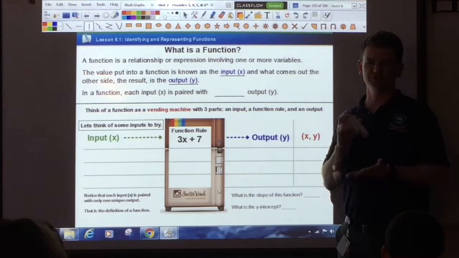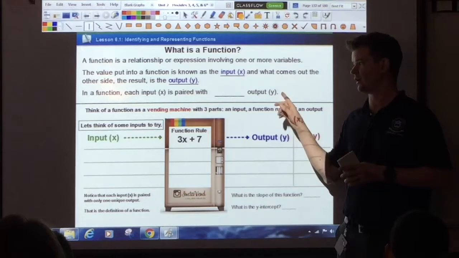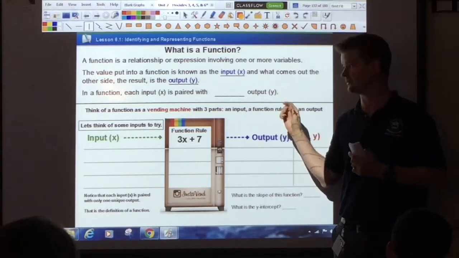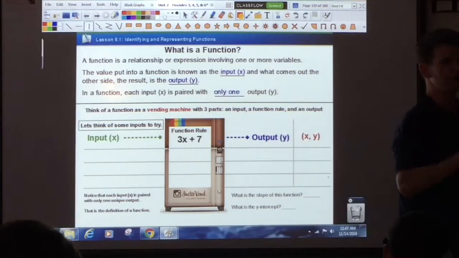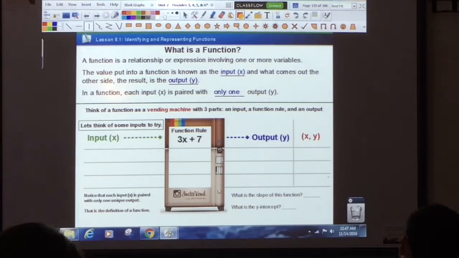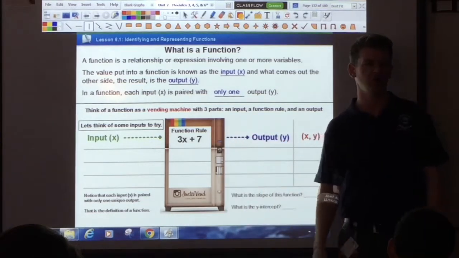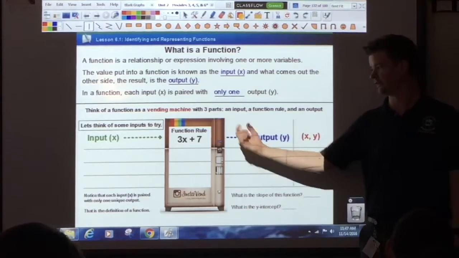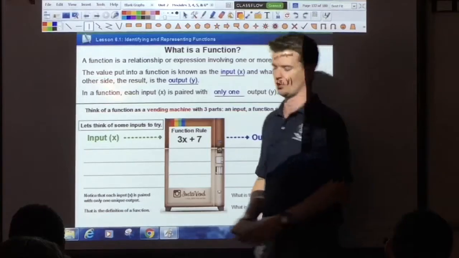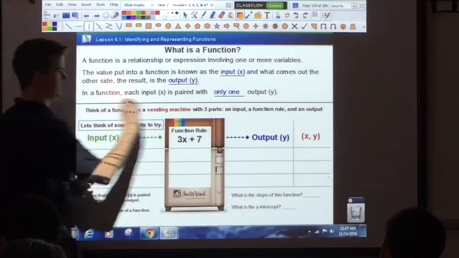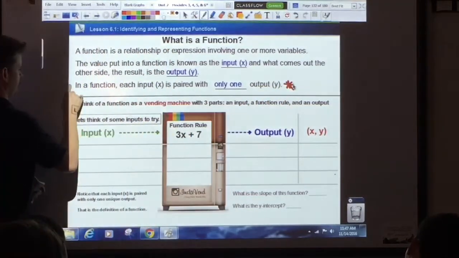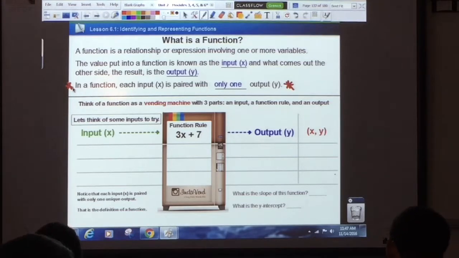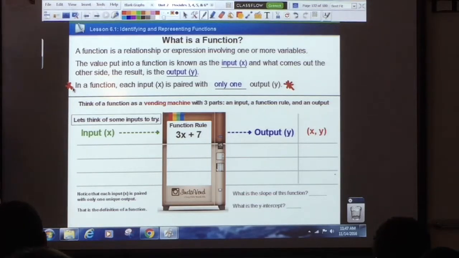Specifically, for something to be a function, and you may want to underline this or put a little star next to it, each input is paired with only one output. That means if I put 1 into the function machine, I will always get out the same number depending on the function itself. We'll talk about that as we go through functions. But each input is paired with only one output. This definition is about as important as it gets for this class, your state test, my test, everything else. Trust me, you will see this multiple times.